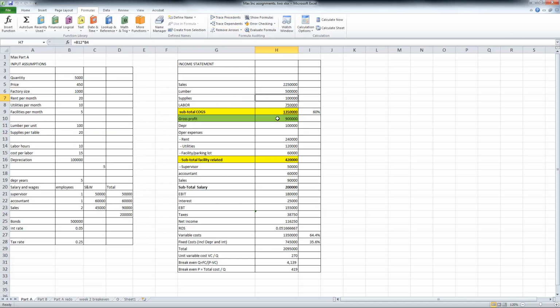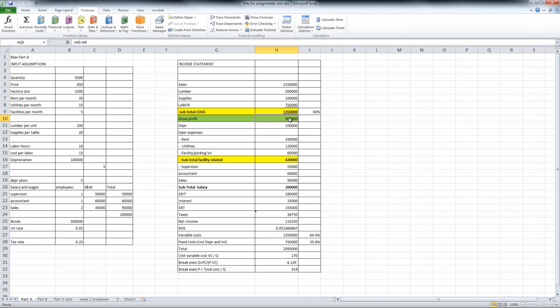For labor, you have three pieces to the puzzle. Obviously, you still need the quantity, how many chairs you're going to make. But we also need to know how many hours it will take to make it, and then how much we are going to pay per hour. So here you have three things coming in to calculate that number. Then we can subtotal to see how much we are spending on cost of goods sold, also called the variable cost. And that's going to be the sum of these three pieces: lumber, supplies, and labor.